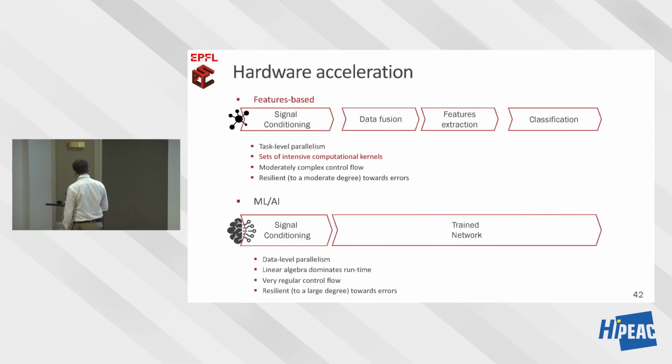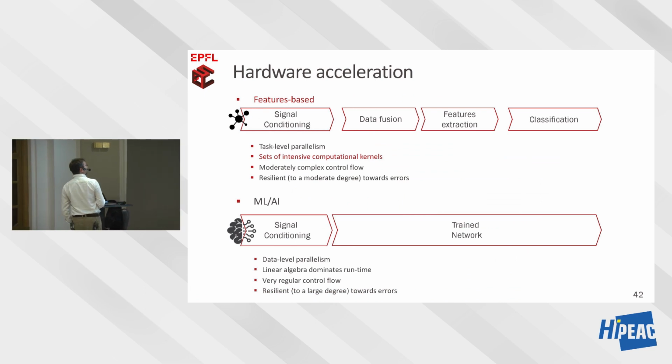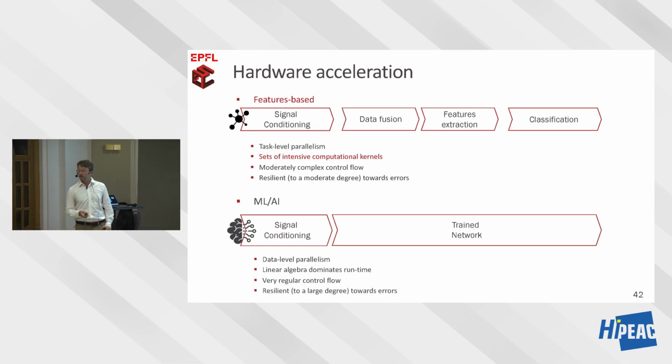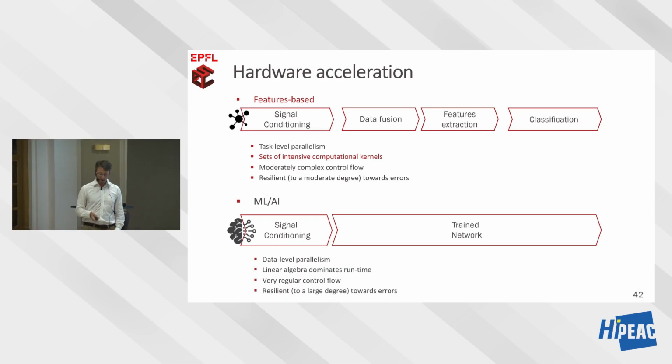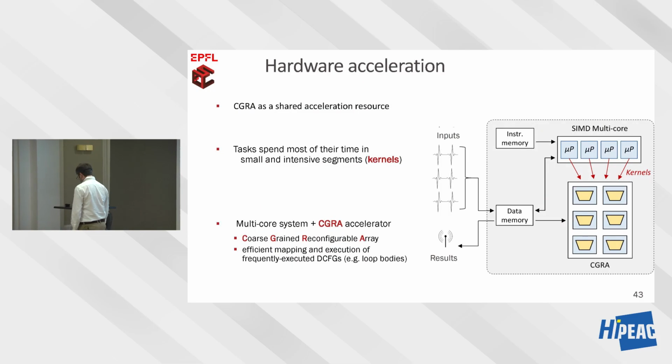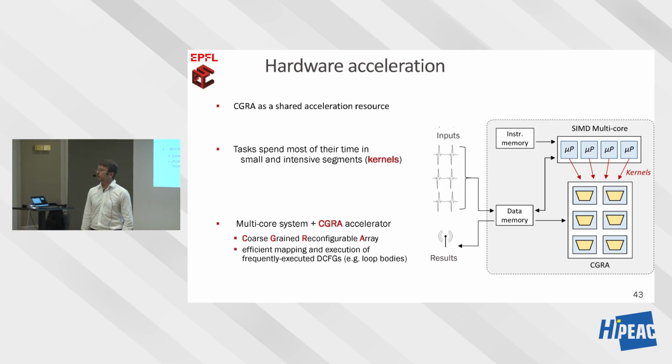Next opportunity, sets of intensive computational kernels. As I said, in signal processing, feature-based flow, rule of thumb, 90% of the runtime is spent on 10% of the code, which means that there are some intensive loops, and we would like to accelerate those. How can we accelerate an intensive loop? A good candidate are CGRAs, coarse-grained arrays.